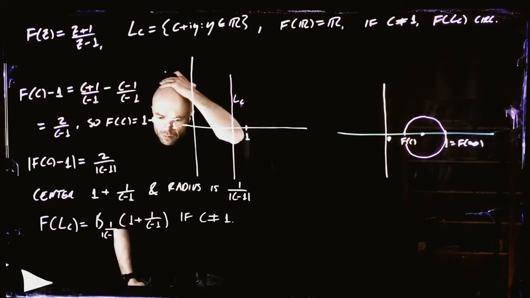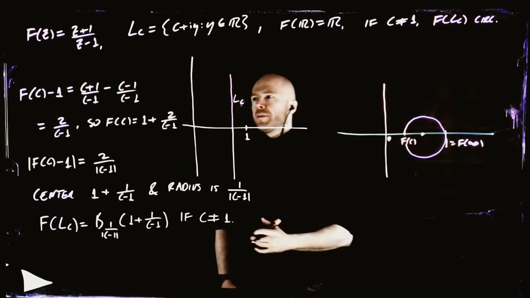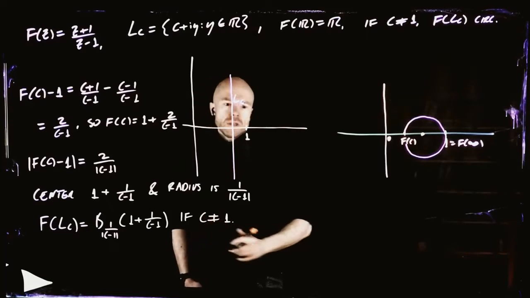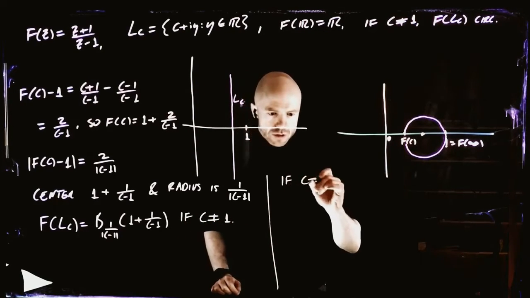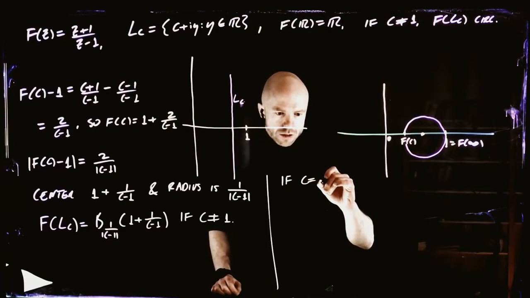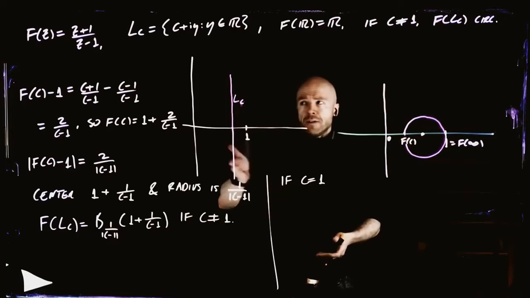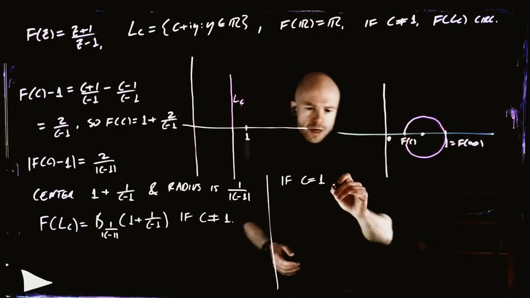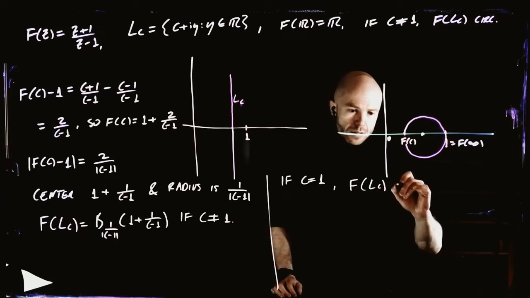And this makes sense, right? Because when we compare it to what happens when c is actually equal to 1, then this line goes through the 1, and therefore we are sending a line to a line. Then f of L of c is a line.